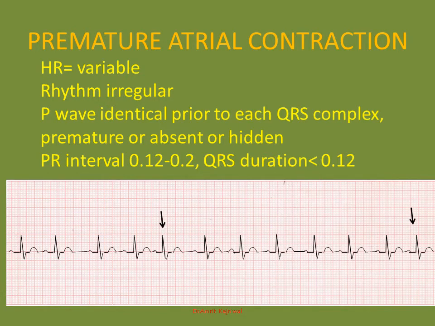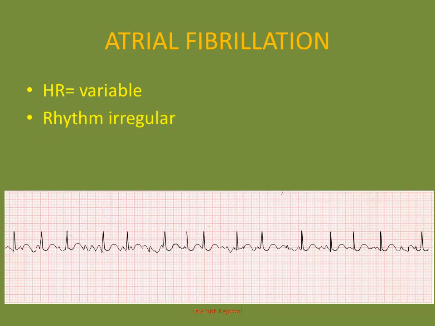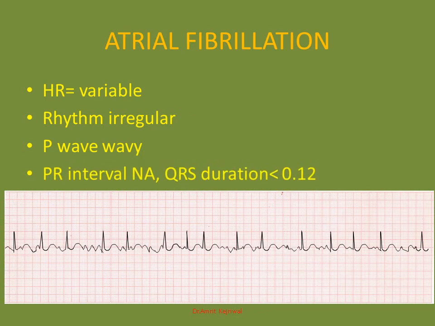So you can see these QRS complexes. Atrial fibrillation. Heart rate is a bit variable. You can see the gap between the QRS complexes is variable. Rhythm is irregular. P wave is wavy. PR interval cannot be measured, and QRS duration is less than 0.12 second.